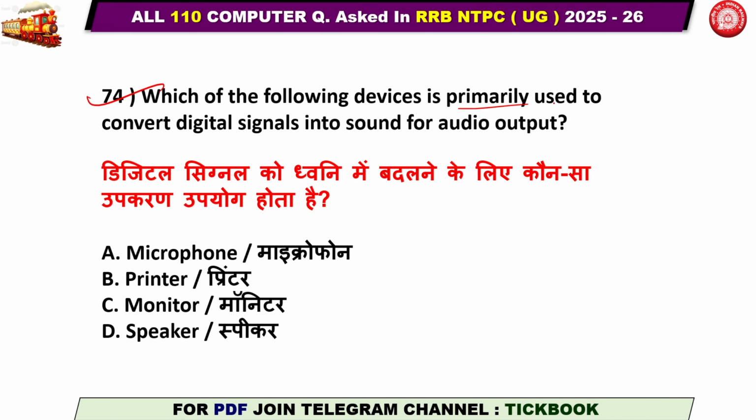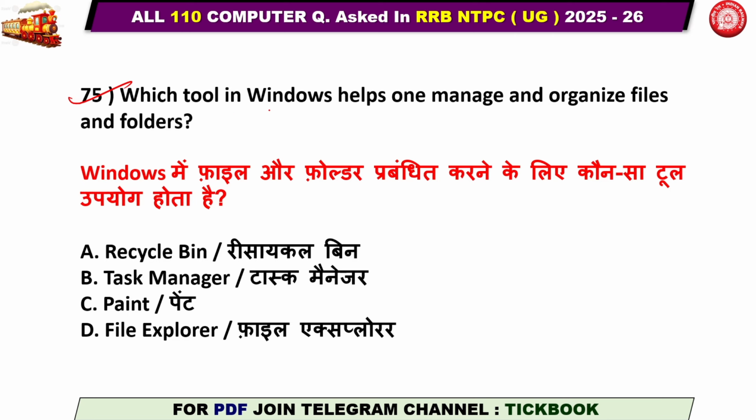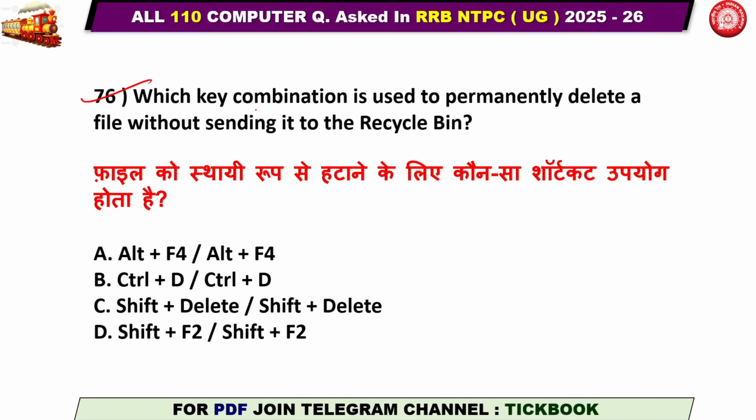74, which of the following devices is primarily used to convert digital signals into sounds for audio output? Option number D, speaker. 75, which tool in Windows helps one manage and organize files and folders? Option number D, File Explorer. 76. Which key combination is used to permanently delete a file without sending it to the recycle bin? Option number C, Shift plus Delete.